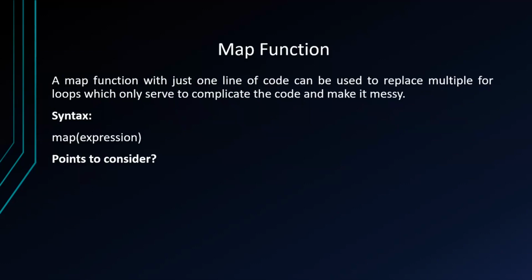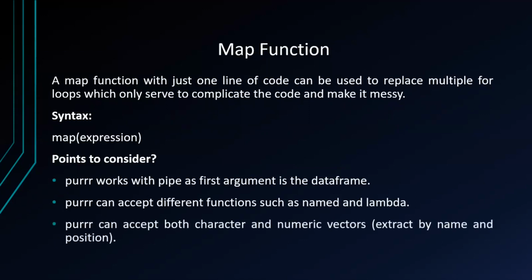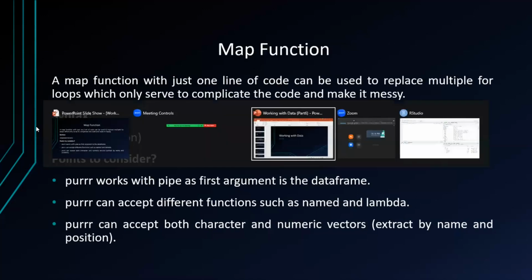So here are some points to consider about this map function. purrr works with the pipe, its first argument is the data frame. purrr can accept different functions such as named and lambda. purrr can accept both character and numeric vectors to extract by name and position. Now let's implement it in RStudio.